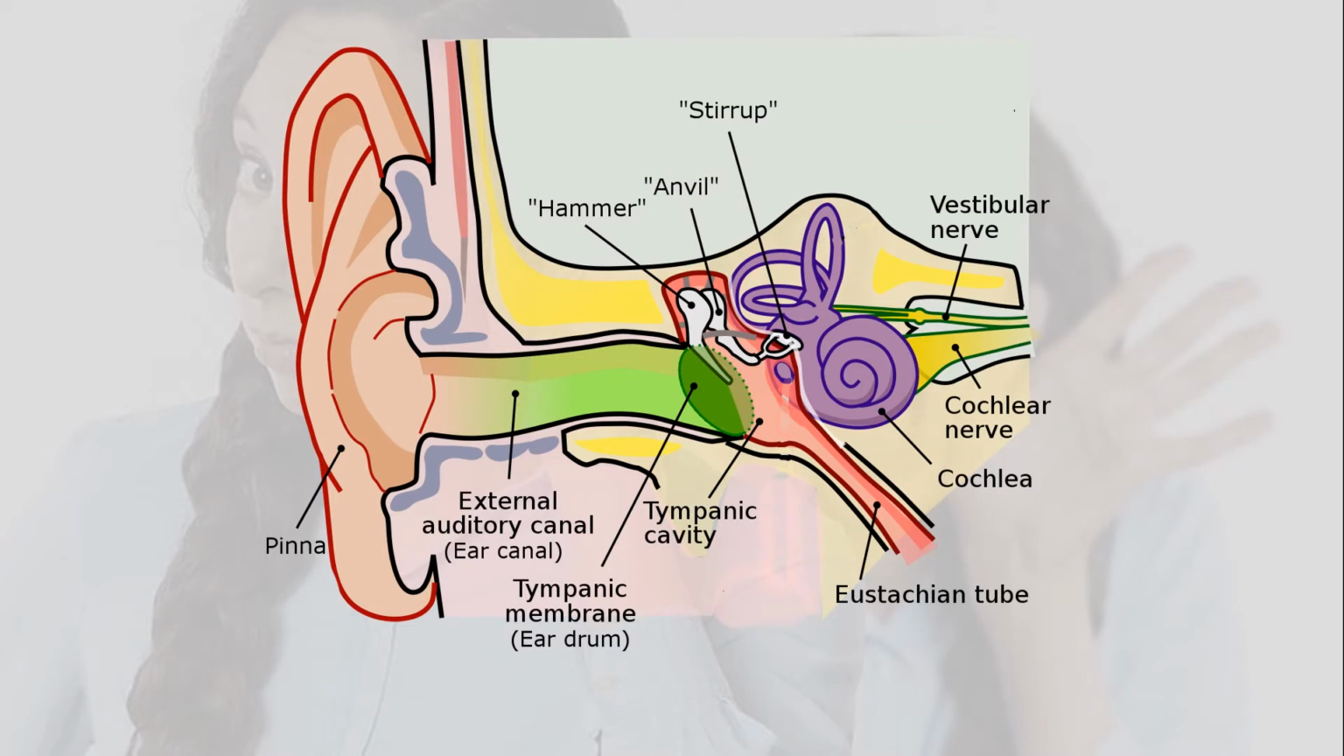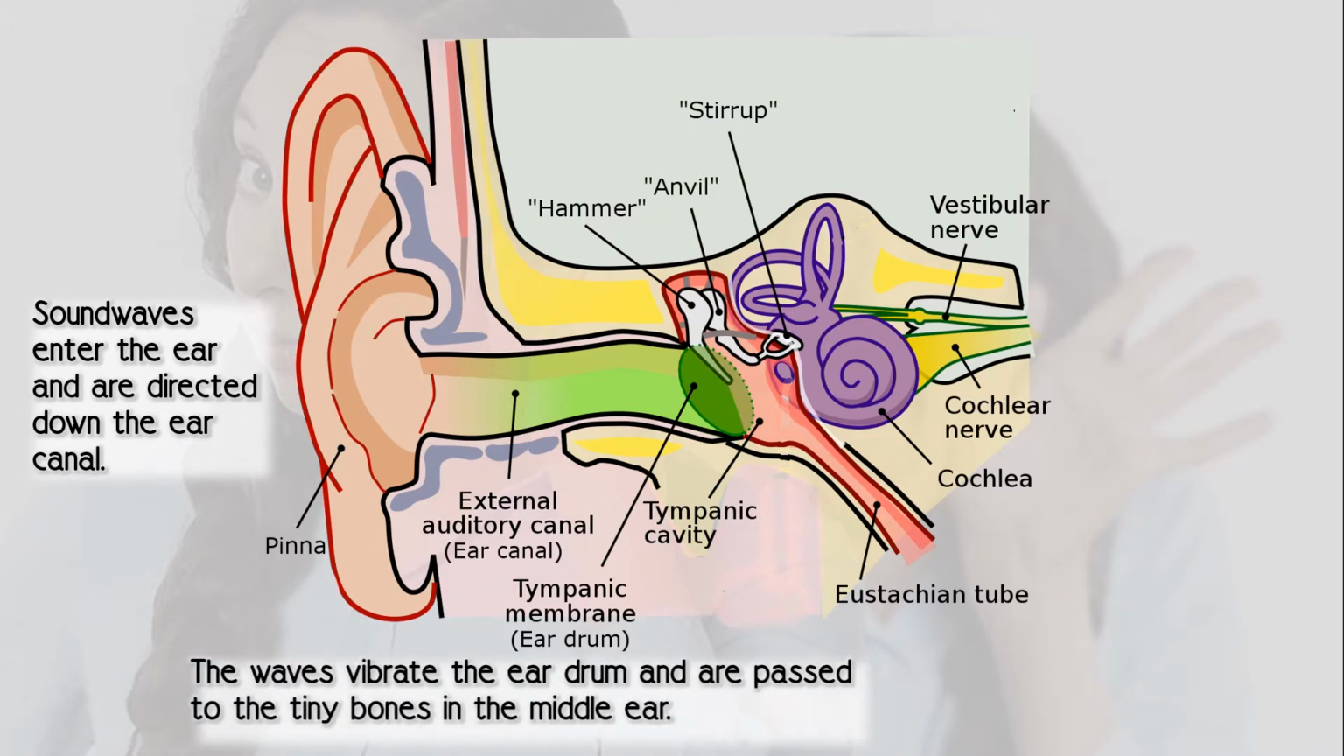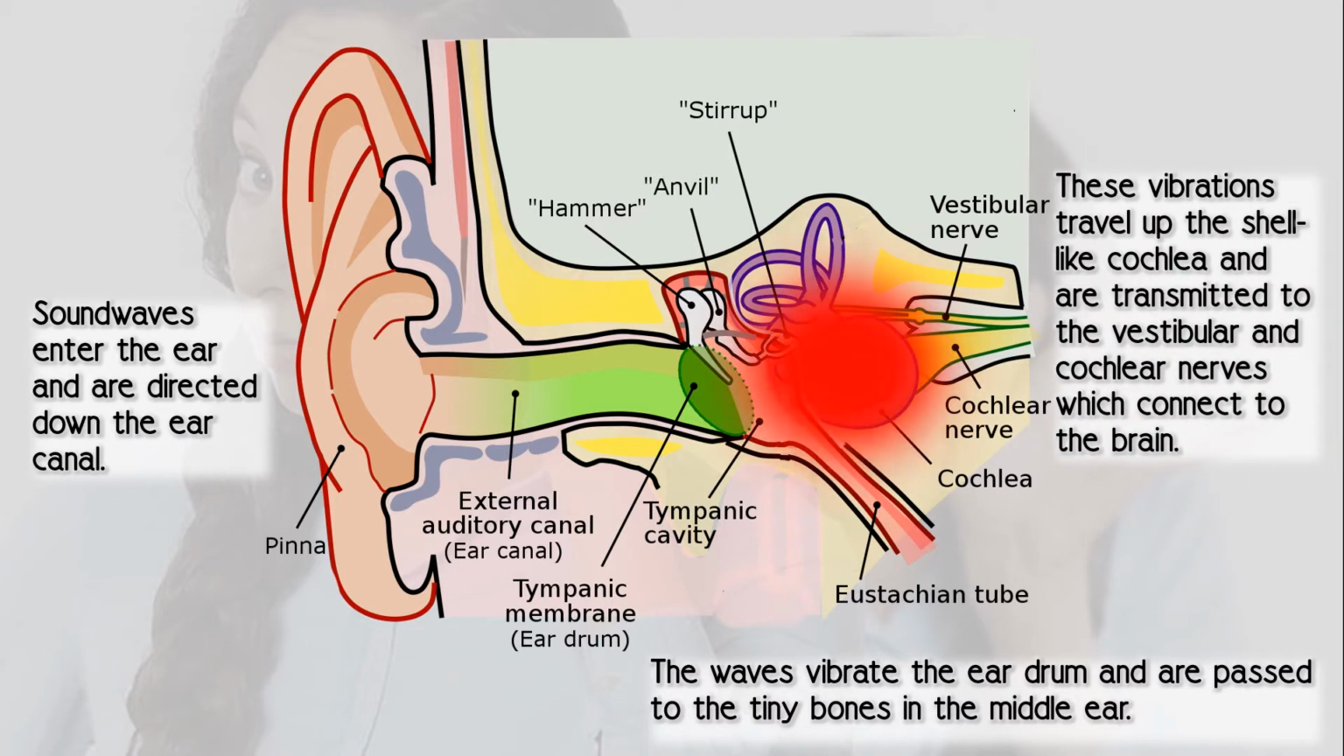What happens when compression waves enter your ear? They are directed down the ear canal. And here they hit the tympanic membrane, which is also called the eardrum. And this eardrum vibrates, and those vibrations are passed on to tiny bones in the middle ear, but the bones pass the vibrations into the inner ear, and the vibrations travel up the cochlea, which is shaped like a seashell, and they are transmitted to the vestibular and cochlear nerves, and those connect to the brain.